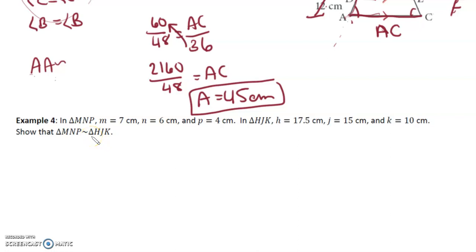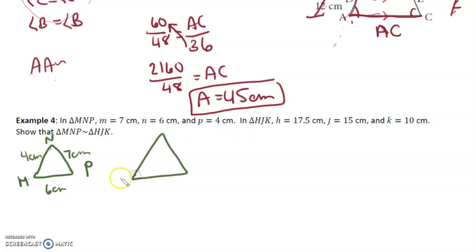All right, example 4. In triangle MNP, I just draw these out, side M is 7, so opposite M here is 7, N is 6, and P is 4. In triangle HJK, I'm going to go in the same order. I went M, N, P, H, J, K. H is 17.5 centimeters, J is 15 centimeters, and K is 10 centimeters.